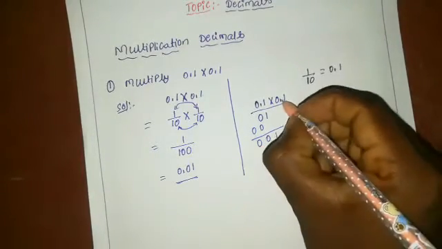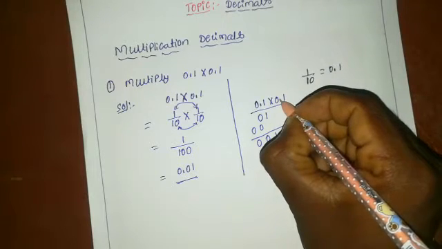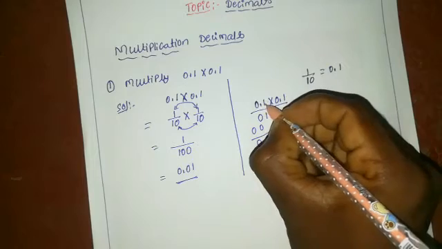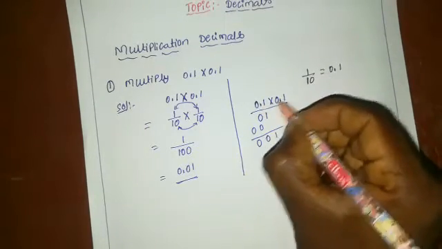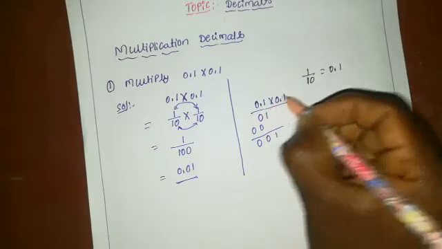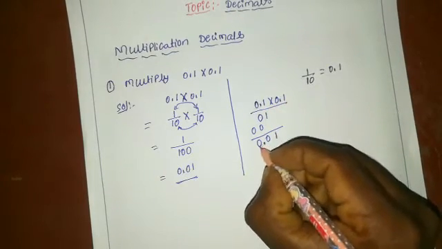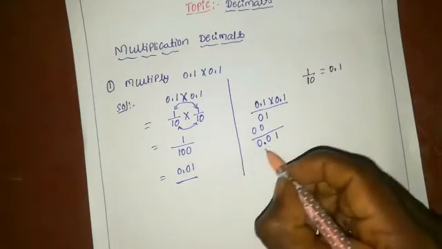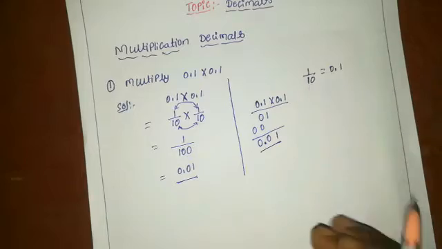Now here we have a point after one digit, and here also after one digit we have a point. So one digit plus one digit, how many? Two digits. We put the point after two digits, giving 0.01. In both methods we get the same answer. Thus we multiply a decimal by a decimal.